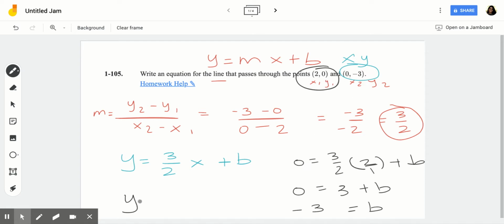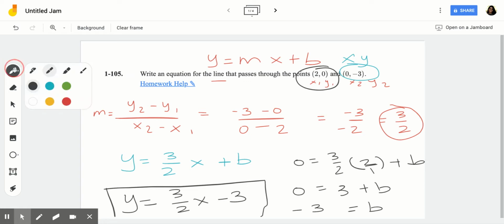So what's my final answer to this question? y equals 3 over 2 x minus 3. This is the equation. If I was lucky enough to have Desmos, which you guys are right now, I would plug this equation in and double check: does it go through these two points? Then I know I got it right.